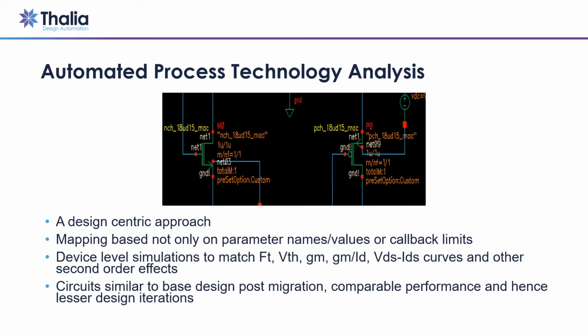And we compare the VTH, GM/ID, IDS, VDS curves, and once the first order and second order effects closely match, we then identify and pick those devices as the ones that could be mapped into the target technology or target node. Using the approach that we take, the circuits in the target technology are that much closer to the base design, and this reduces the number of iterations and hence the design cycle time.